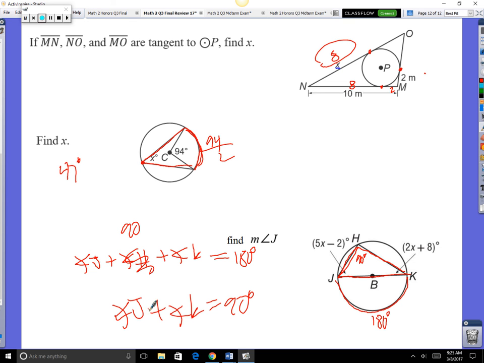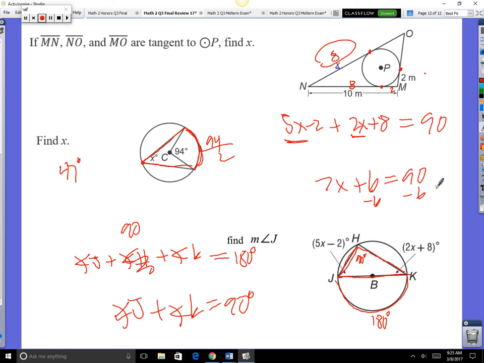So if I take J and K and I add them, 5x minus 2 is J, and I add K, which is 2x plus 8. If I add them, they have to give me 90. So now I'm going to combine my like terms. So 7x plus 6 has to be 90. So minus 6, minus 6. So we got 7x is 84, divided by 7, divided by 7. So if we do 84 divided by 7, that takes us to 12.